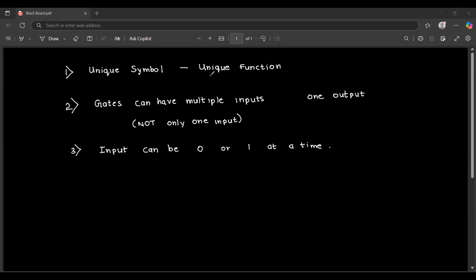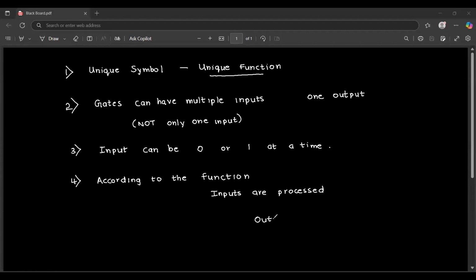And I said the logic gates have a unique function. According to the function, the inputs are processed, and then you are given the output. Inputs are processed and output is provided. These are some basic characteristics of logic gates. You have to keep them in mind.